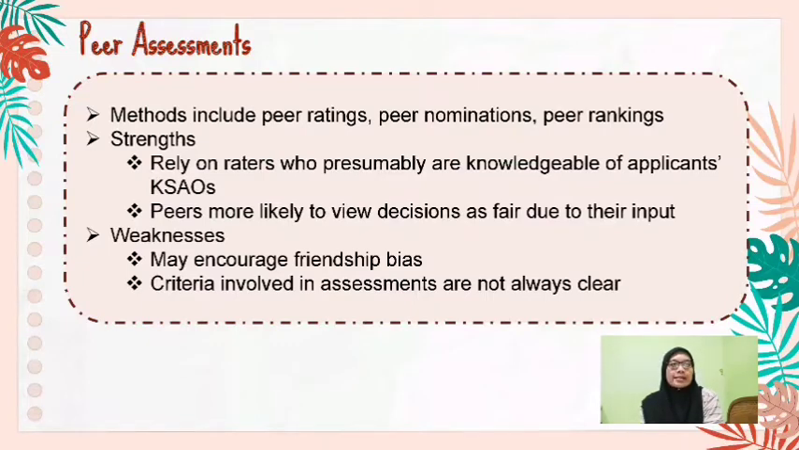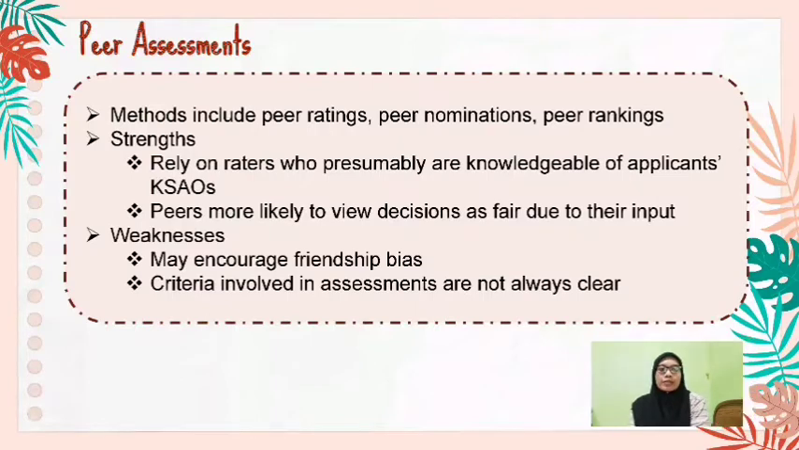Maksud di sini, rakan cenderung melihat keputusan sebagai adil kerana input mereka. The weaknesses may encourage friendship bias, mendorong berat sebelah persahabatan. Maksudnya apabila mereka perlu membuat keputusan pemilihan, mereka perlu membuat pilihan yang menjamin masa depan organisasi, dan itu mungkin menyebabkan mereka tidak memilih rakan sendiri atau sebab mungkin tidak cukup pengetahuan mengikut pengalaman dan berlakunya salah faham. And moreover, the criteria involved in assessment are not always clear. Kriteria yang terlibat dalam penilaian tidak selalu jelas. Ini menyebabkan calon salah faham.